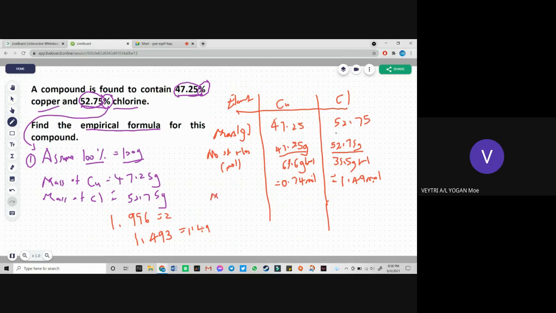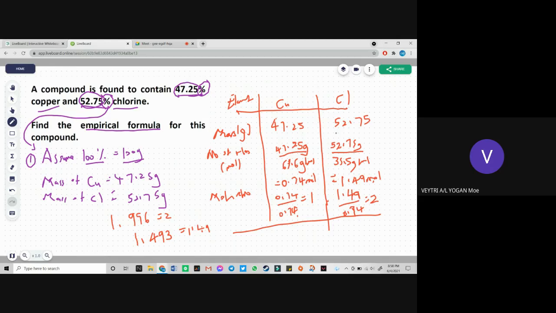Now, let's move on to mole ratio. How do you calculate mole ratio? As usual, ambil yang paling kecil. 0.74 bagi 0.74. I think it's quite logic over here. You will get 1. Here, 1.49 bagi 0.74. Okay guys, what is the answer over here? 1.49 bagi 0.74 dapat berapa? 2. Okay, 2.